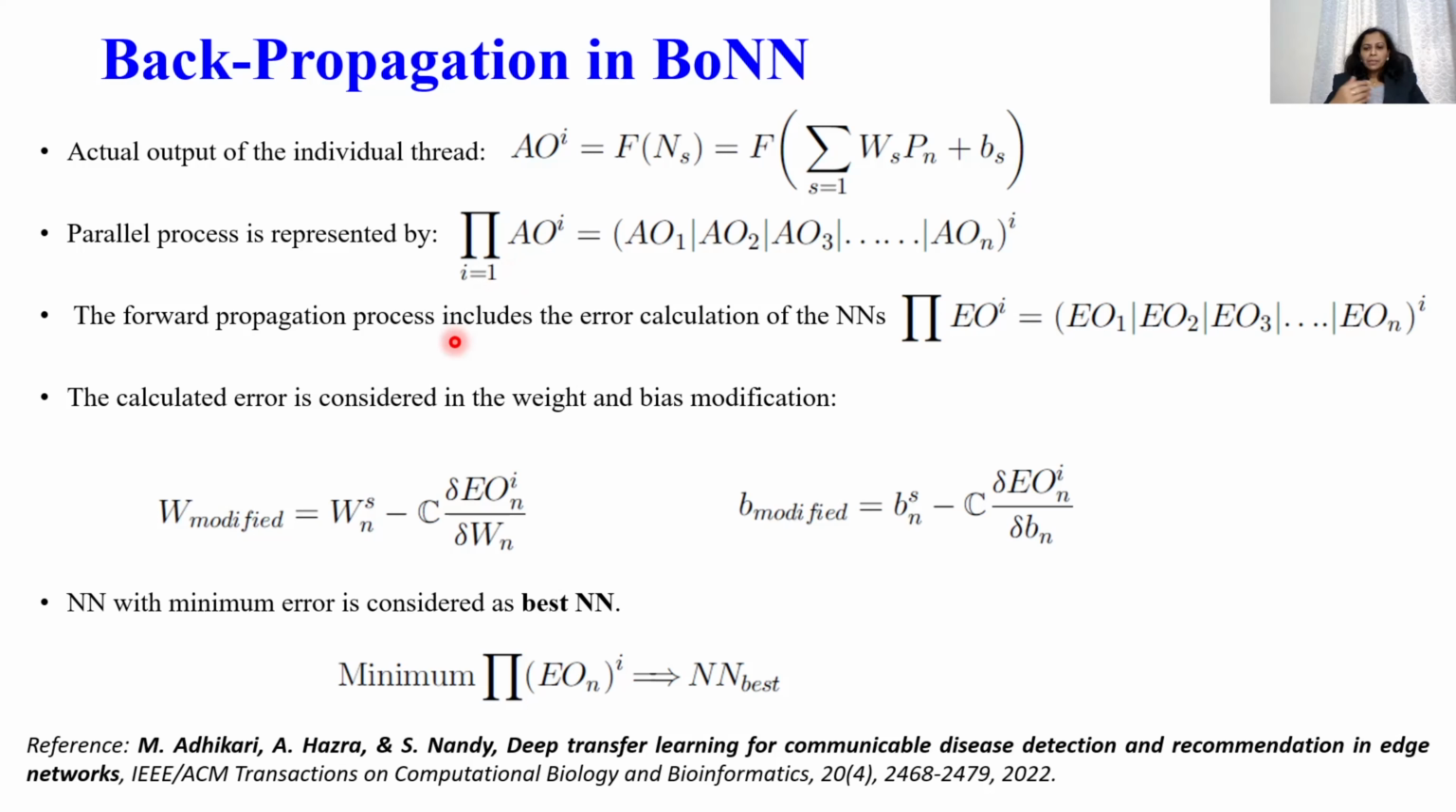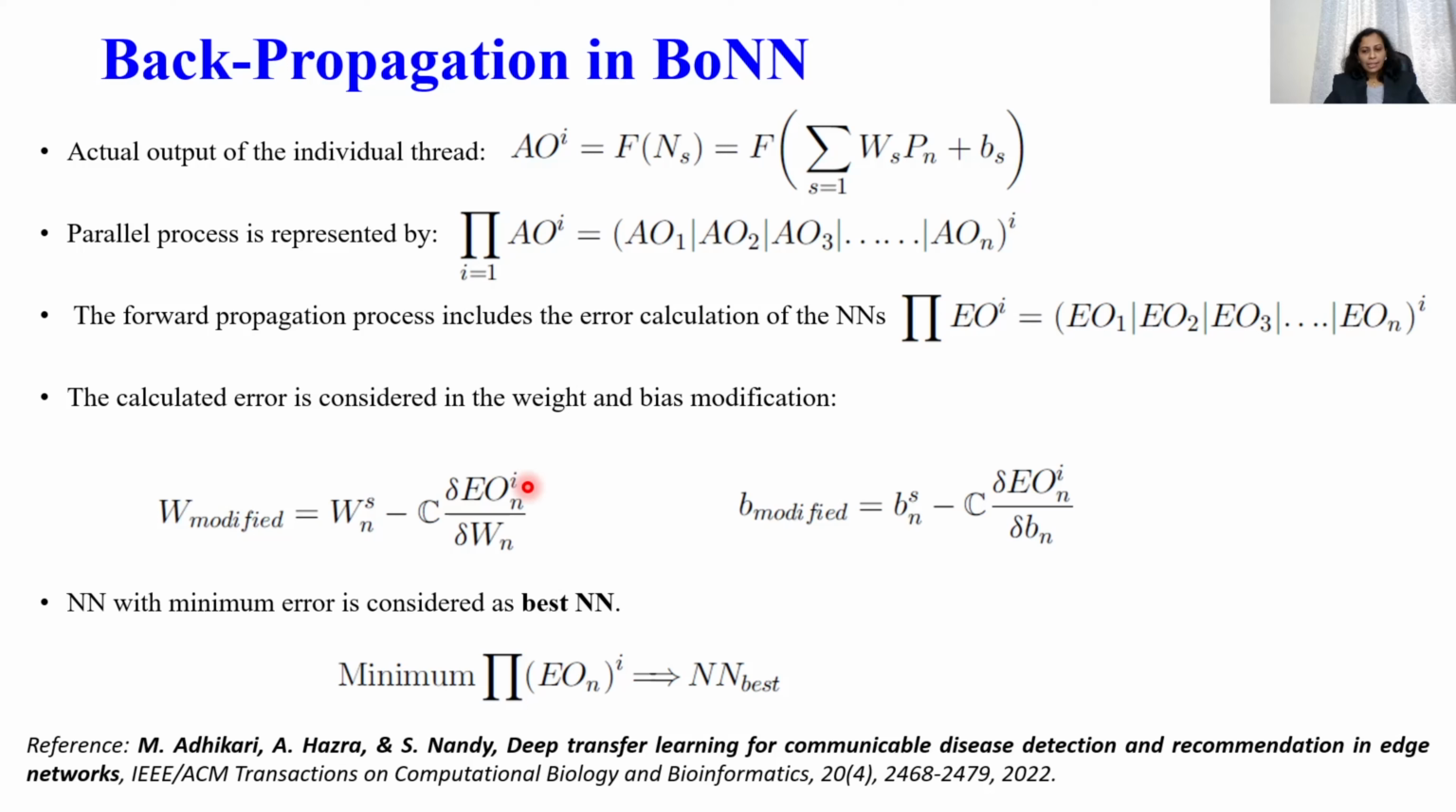The forward propagation process also includes the mean square error calculation of all the running neural networks. So here this EO1 is the error of the first neural network. This is for the second neural network, and this is the error of the third neural network, and so on.